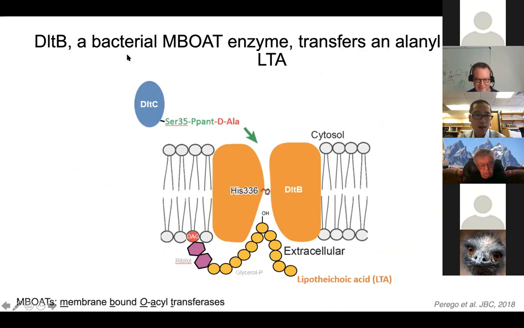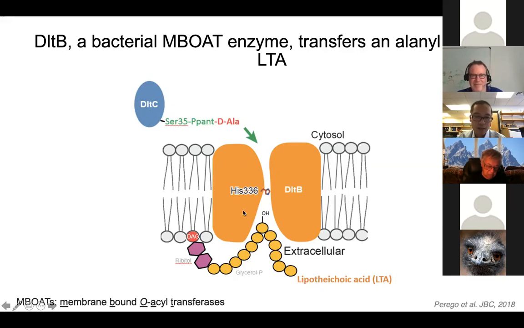This is a bacterial protein from gram-positive bacteria. What it does is transfer the alanine group from a protein donor, DltC, through a histidine embedded in the membrane to the carboxyl group at the extracellular domain called lipoteichoic acid. Okay, and this is important for cell wall biosynthesis in bacteria.